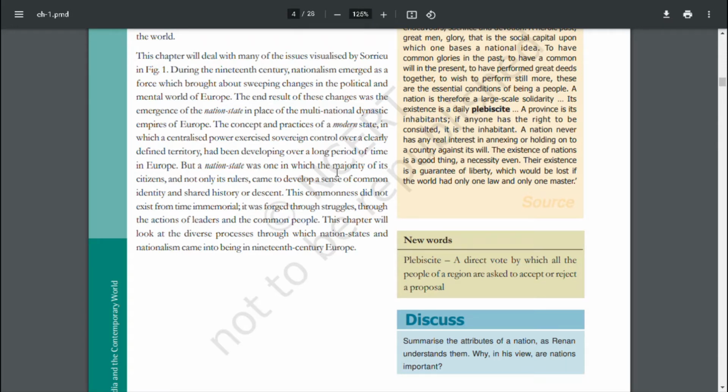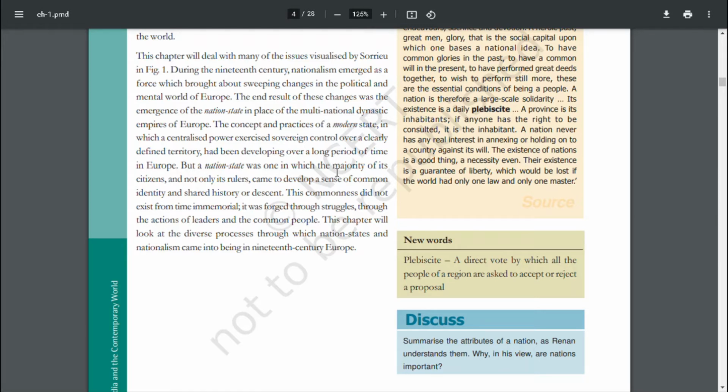During the 19th century, nationalism emerged as a force which brought about sweeping changes in the political and mental world of Europe. The end result of these changes was the emergence of the nation-state in the place of multinational dynastic empires of Europe. The concept and practices of a modern state, in which a centralized power exercised sovereign control over a clearly defined territory, had been developing over a long period of time in Europe.